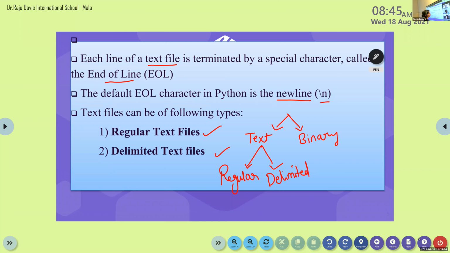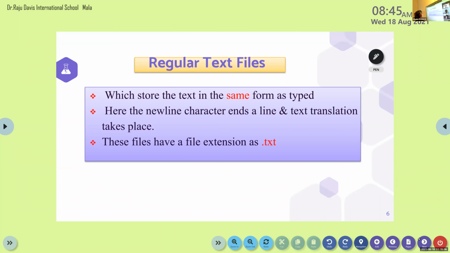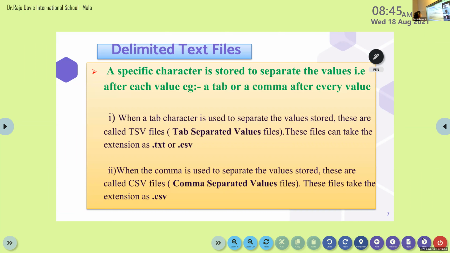Okay, so while discussing the regular text file, what is the meaning of that? A regular text file shows the text in the same format as we type, isn't it? So what is the extension of such a file? It is .txt.